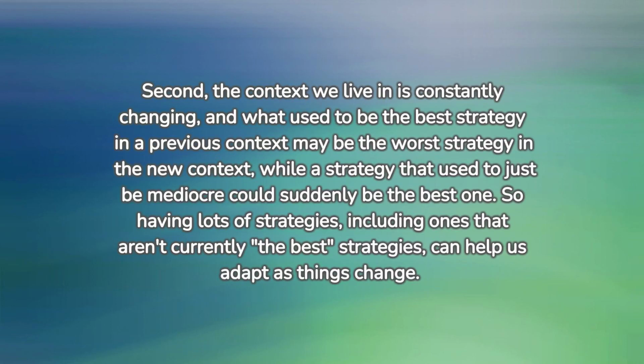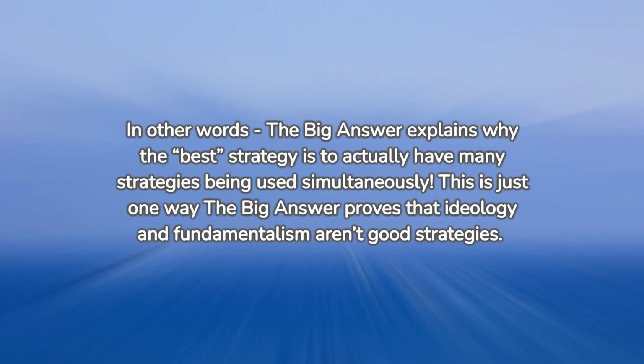Second, the context we live in is constantly changing, and what used to be the best strategy in a previous context may be the worst strategy in the new context, while the strategy that used to just be mediocre could suddenly be the best one. So having lots of strategies, including ones that aren't currently the best strategies, can help us adapt as things change. In other words, the Big Answer explains why the best strategy is to actually have many strategies being used simultaneously. This is just one way the Big Answer proves that ideology and fundamentalism aren't good strategies.